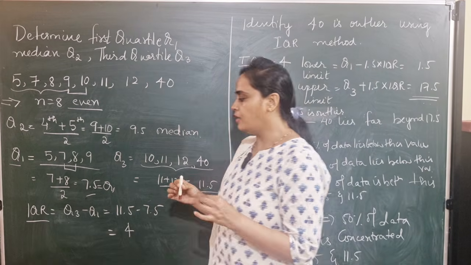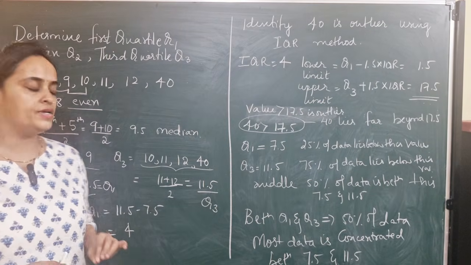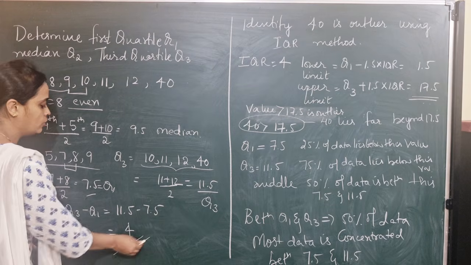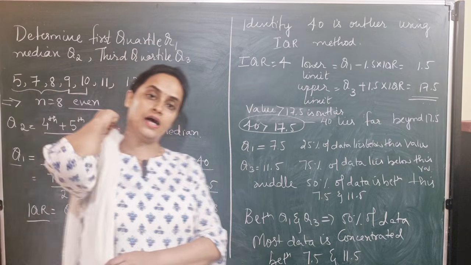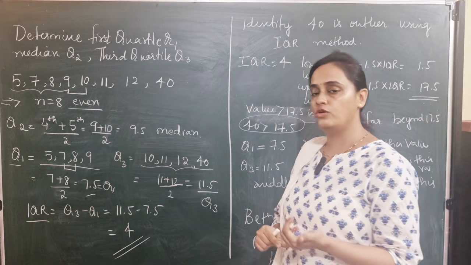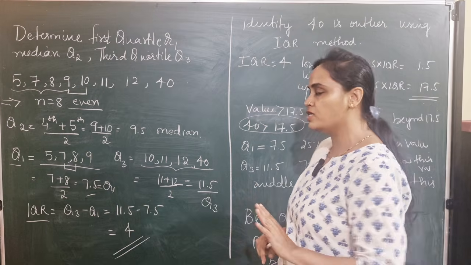Interquartile range, that is IQR, is given by the difference between Q3 and Q1, which is nothing but 4. So now here you learned, given any data set, how to identify the interquartile range and what Q1, Q2, Q3 are. Value wise you understood.